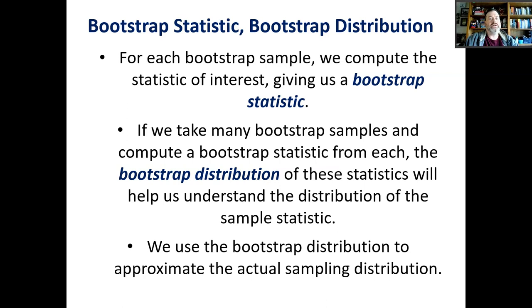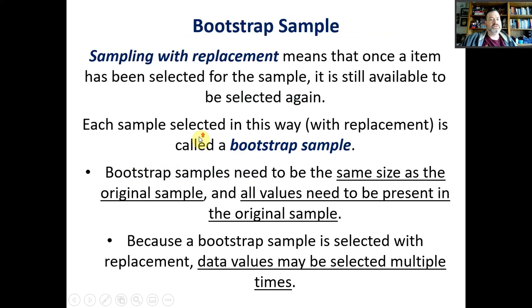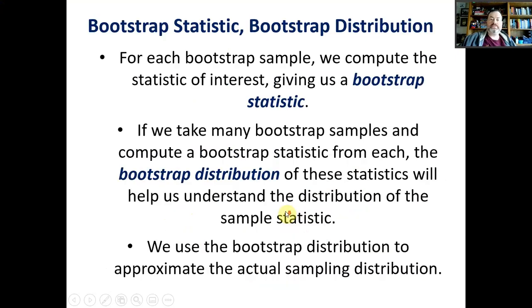So let's go back and look a little bit more at bootstrap sampling and how it works. So here's our original sample of 8 sandwiches. And here's the number of ants that were on each sandwich. So that's our original data set. I'm just listing it here. And then below, we have 3 possible bootstrap samples from the original sample. So the rules, let's go back 2 slides. The rules are they need to be the same size as the original sample. All values need to be present in the original sample. And data values can be selected multiple times. So those are the only 3 rules.